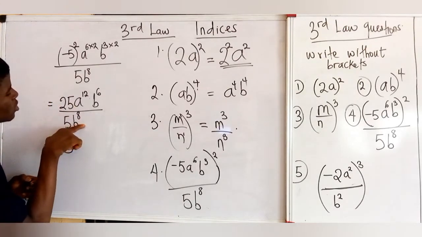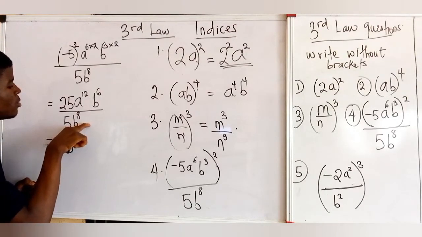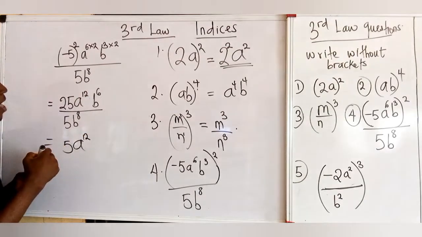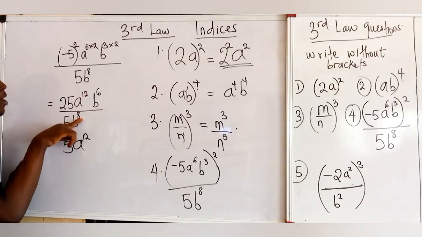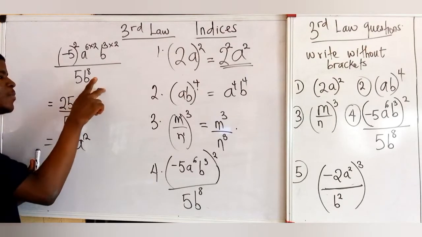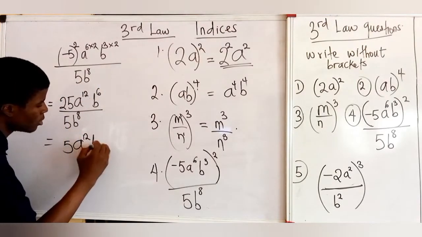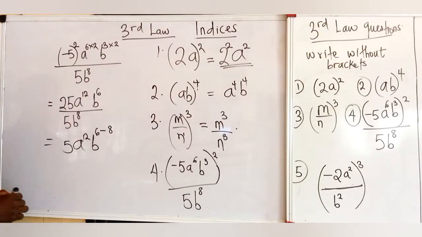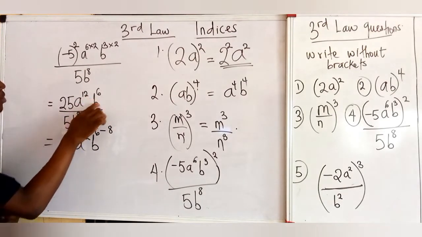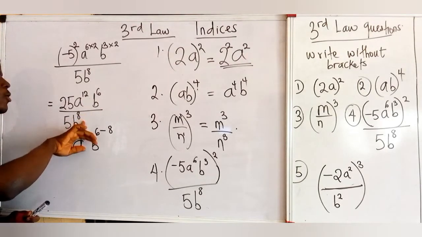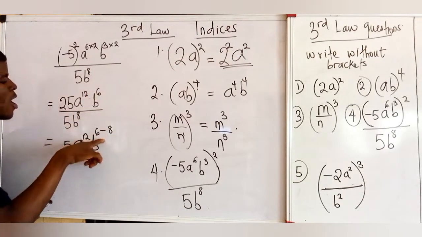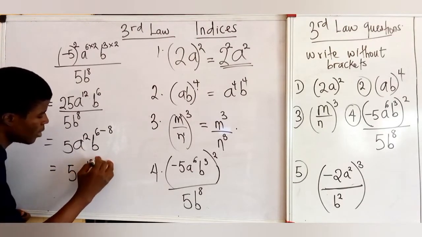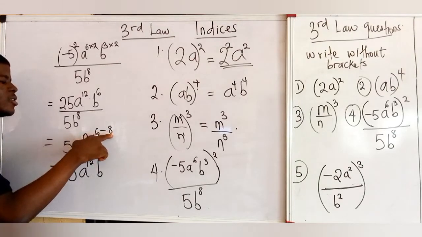Now, there is no term in a in this denominator. So my a to the power of 12 will still remain. Now, I have b to the power of 8 and b to the power of 6 down there. We did it in the second law. The two of them have the same base, so you subtract the second power from the first. So this is equal to 5a to the power of 12, then b to the power of 6 minus 8 is what?